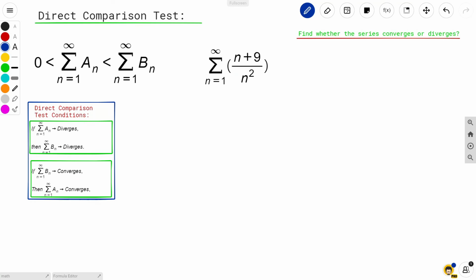Hello guys, so in this example we're going to go over how to apply the direct comparison test for this particular series. So we're prompted to find whether the series converges or diverges. So the first thing we do, for step 1, is just, as we do for any series, apply the divergence test, because that's always the first test we do no matter what series we're looking at.